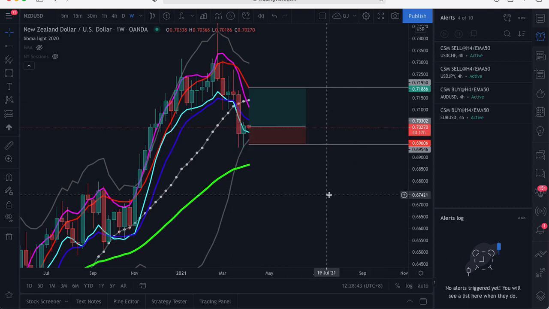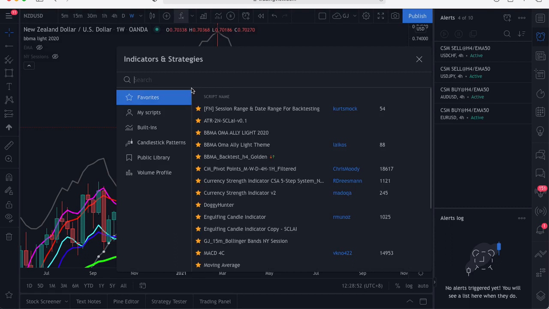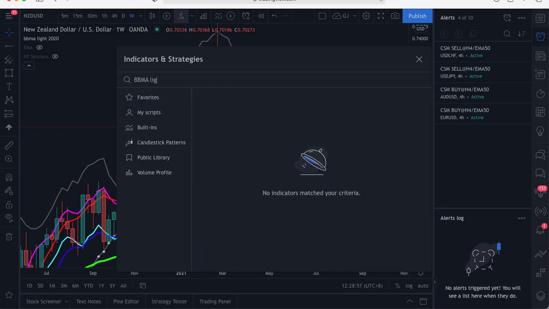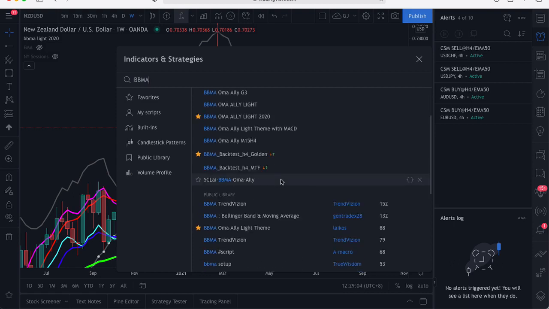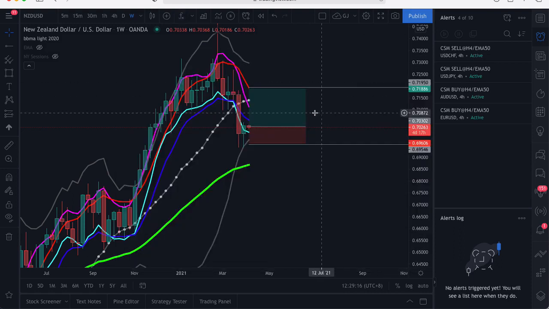Alright, so that's it for this week. If you wonder what is the indicator name, somebody asked me about that also. So if you go here in TradingView, what you need to do is you type BBMA, this one, this is the name of the indicator that we use, BBMA Omar Ali Light 2020. Okay, so that's it for this week.